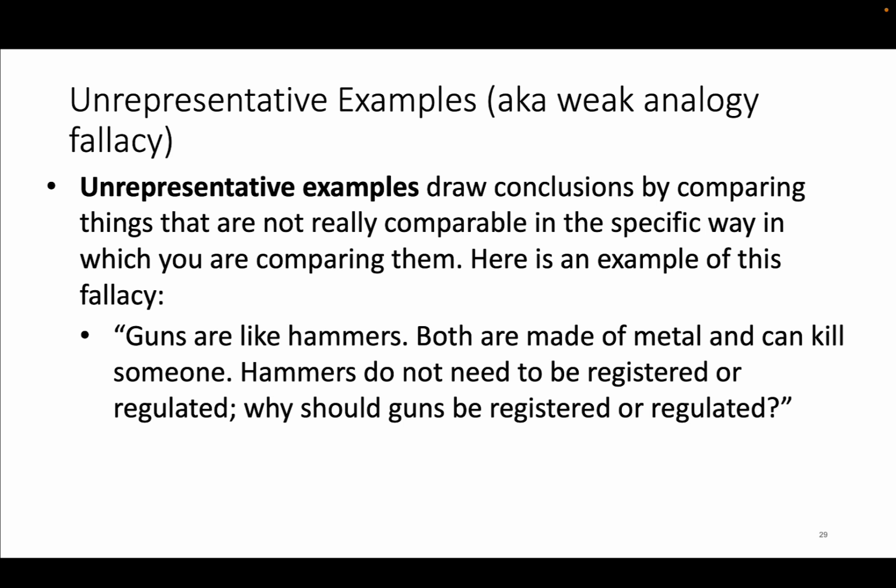Unrepresentative examples are also known as weak analogy fallacies. Unrepresentative examples draw conclusions by comparing things that are not really comparable in the specific way in which you're comparing them. Here's an example of this fallacy. Guns are like hammers. Both are made of metal and can kill someone. Hammers do not need to be registered or regulated. Why should guns be registered or regulated?